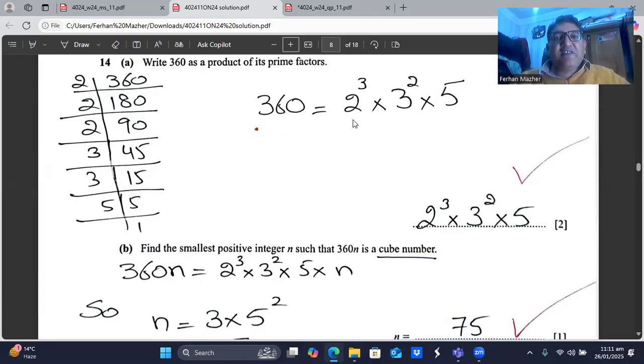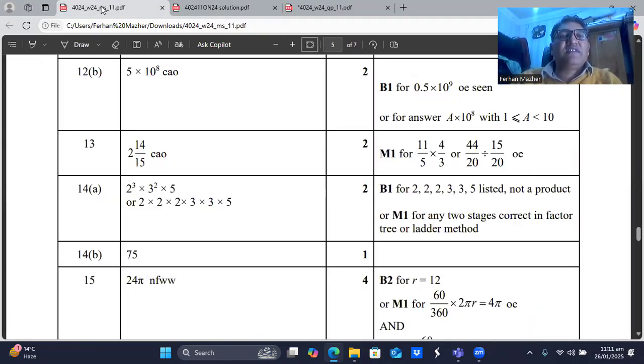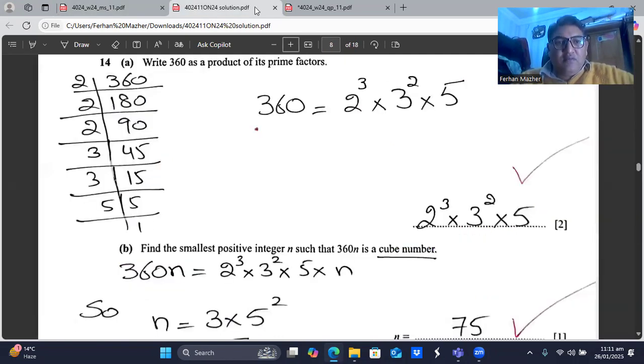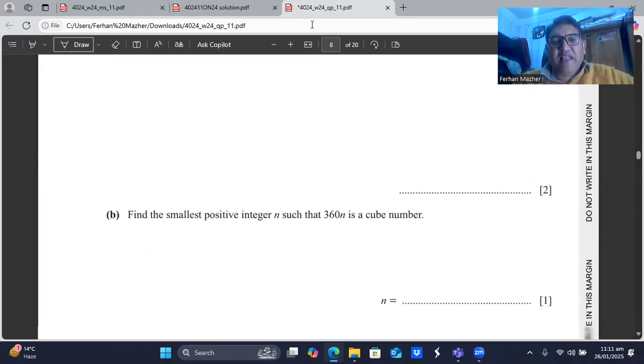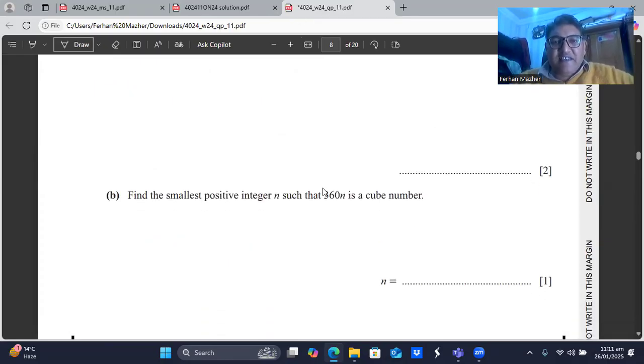So 360 is equal to 2 raised to power 3 into 3 raised to power 2 into 5. So this is the answer, sir. Okay, the B part is, find the smallest positive integer n such that 360n is a cube number.